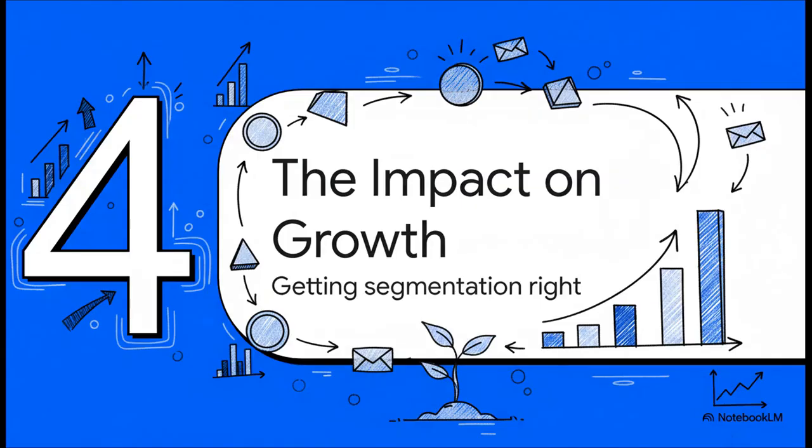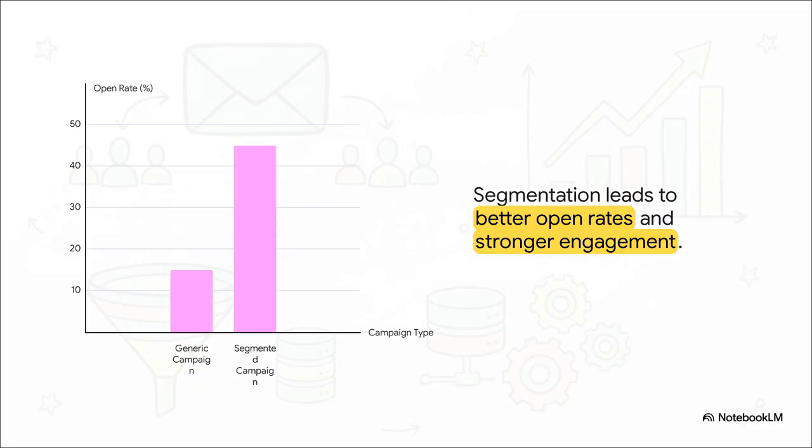So you've built your segments, you've got the automation running. But what does this actually do for your business? What's the real-world impact on your growth when you get this right? Well, the results can be pretty dramatic. As you can see here, a generic campaign might get you a 15% open rate if you're lucky, but a well-segmented campaign can easily triple that, just because the message is actually relevant, so people want to open it.